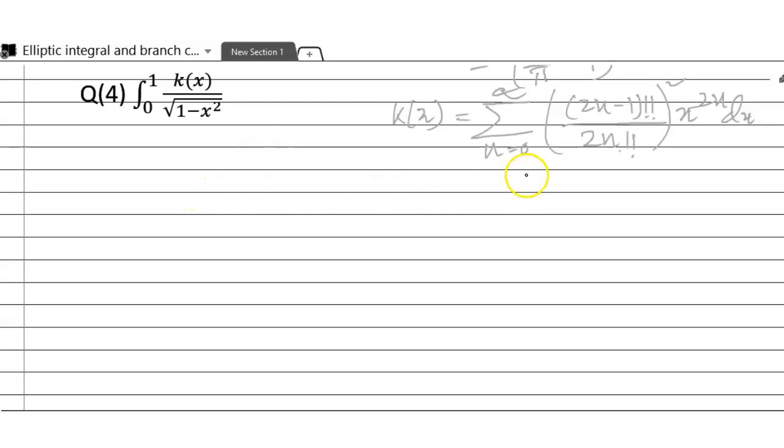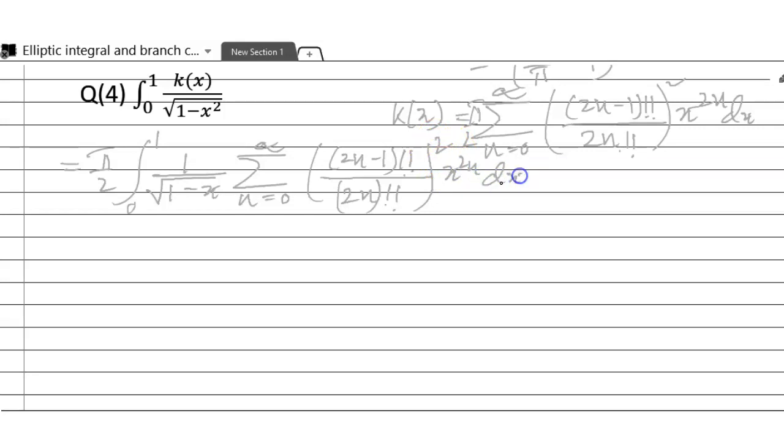So friends, and another is pi by 2. It can be written this way: pi by 2, integral 0 to 1, 1 by root over 1 minus x, summation n equals 0 to infinity, 2n minus 1 double factorial divided by 2n double factorial, whole square, x to the power 2n dx.